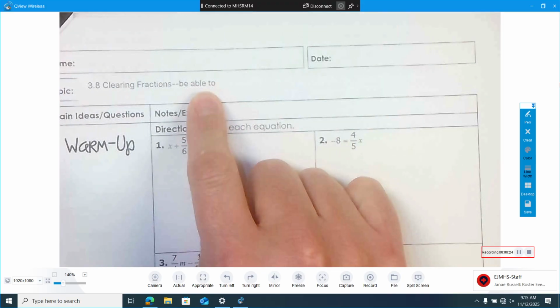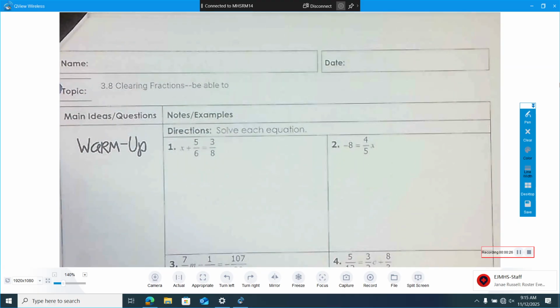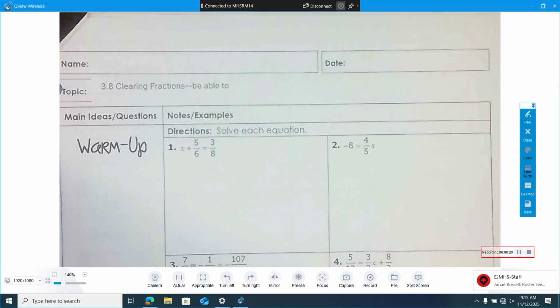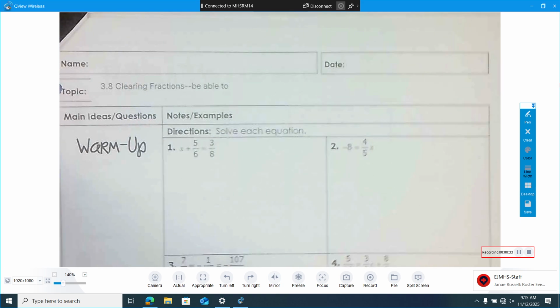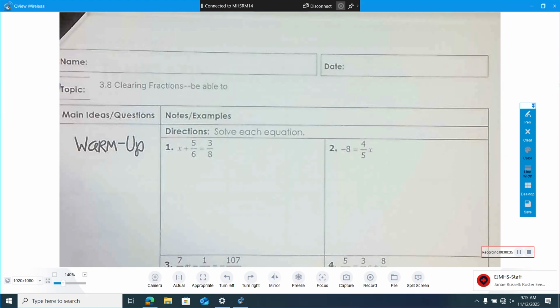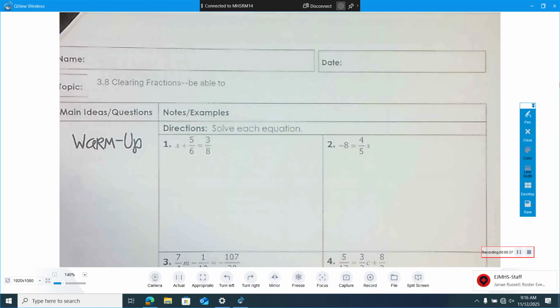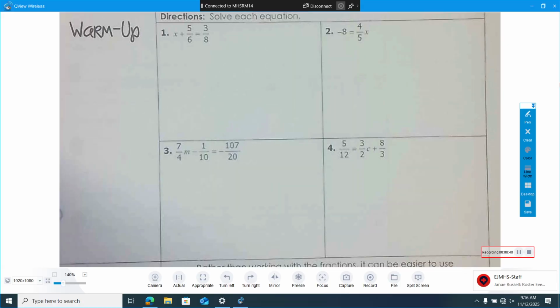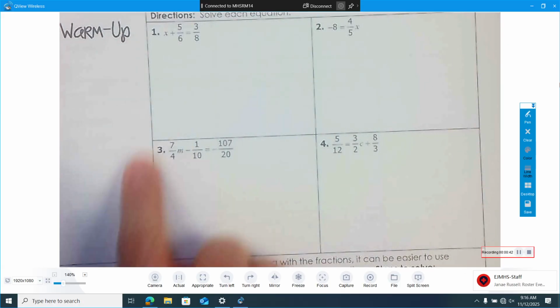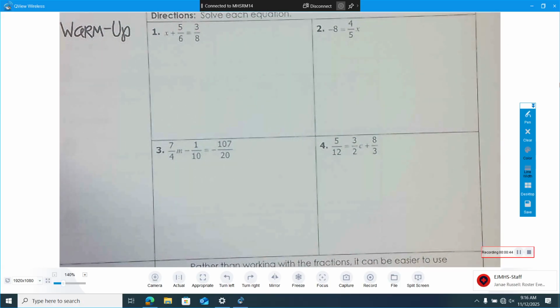We want to be able to clear fractions to make problems easier. Because I don't know about you, but I would like to avoid fractions if I can. And we have a pretty easy way of doing that. But first, I do want to show you that we can solve these using our calculators, because I don't think we need to go through adding and subtracting fractions again.